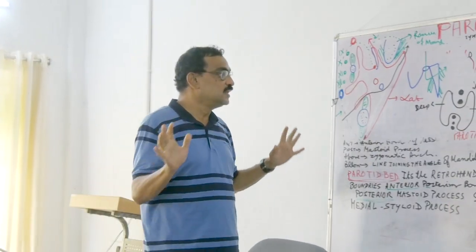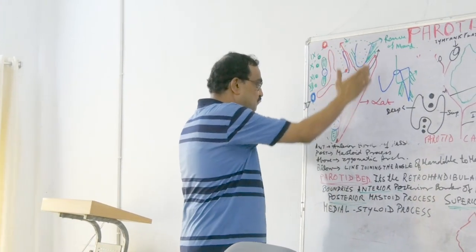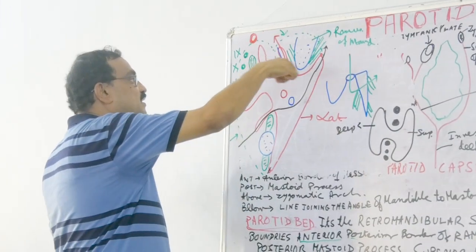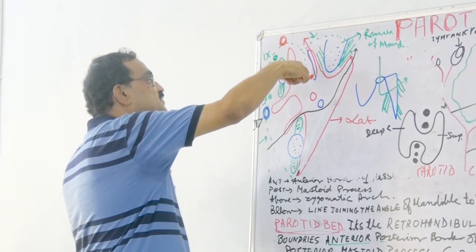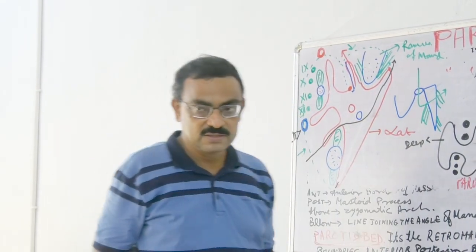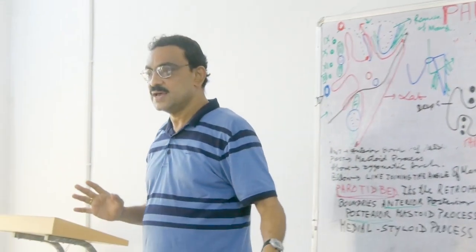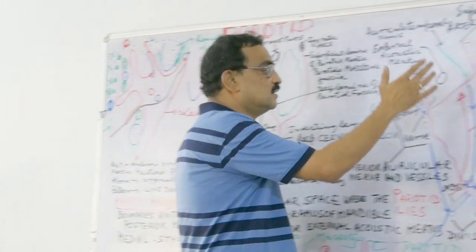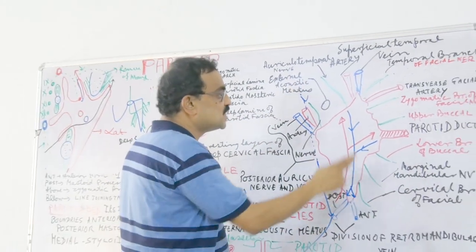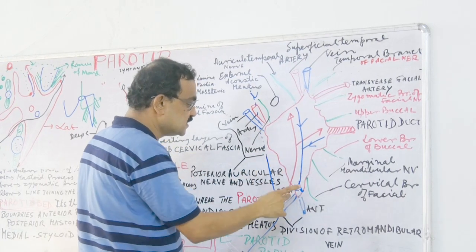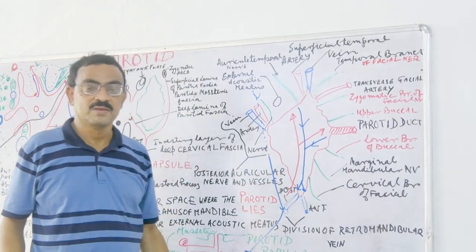So it has got lateral surface and medial surface. This is the anteromedial surface, and this is the posteromedial surface, and there are the bones they are in relation. Now if you see the structure from outside, we can see this is the base, this is the anterior border, and this is the apex.